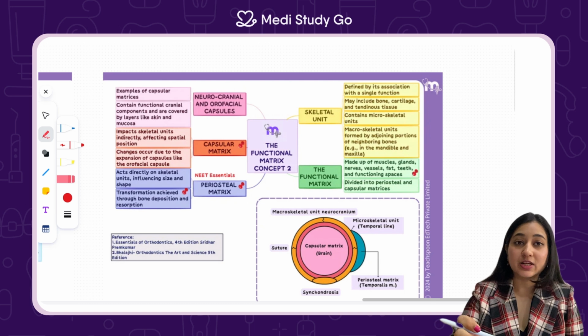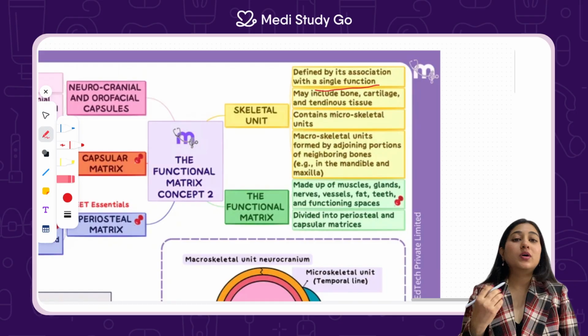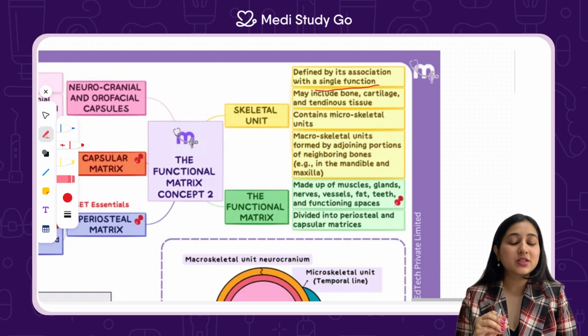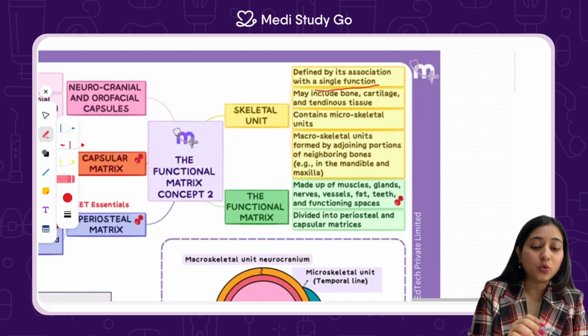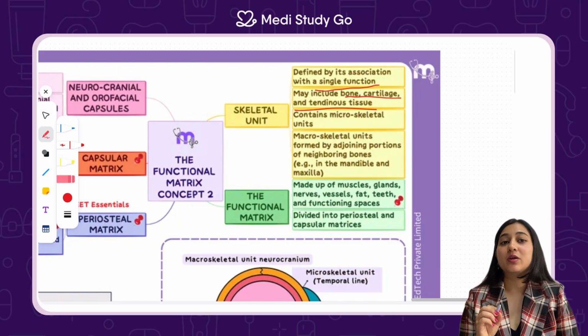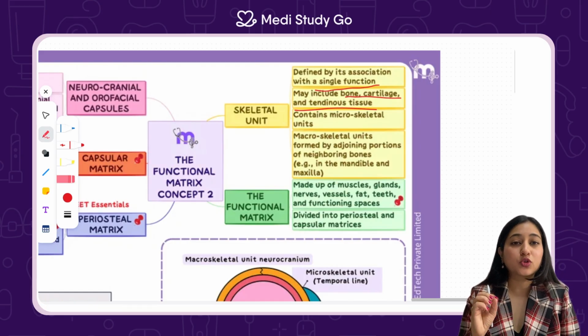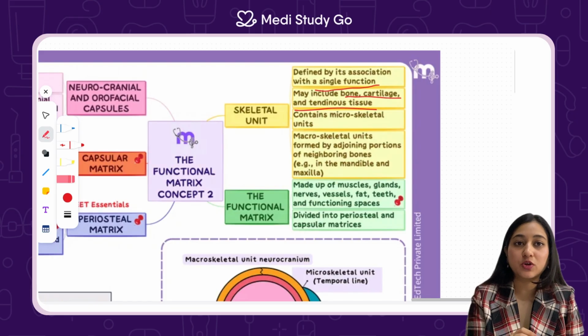First, let's talk about the skeletal unit. This is defined by its association with a single function. So what they're trying to say is that a skeletal unit, which is part of a functional cranial component, is associated with performing one particular function. This includes bone, cartilage, and tendinous tissue. Very important point: when we talk about the skeletal unit, it not just refers to the bone, but also the cartilage along with the bone and the tendons. So remember this, what does the skeletal unit comprise of? Bone, cartilage, and tendinous tissue.